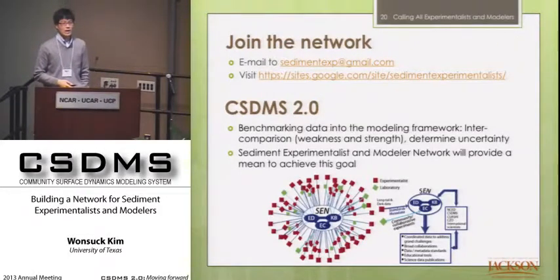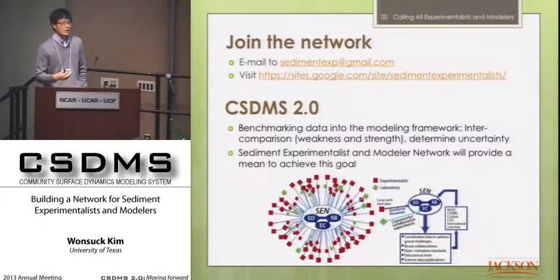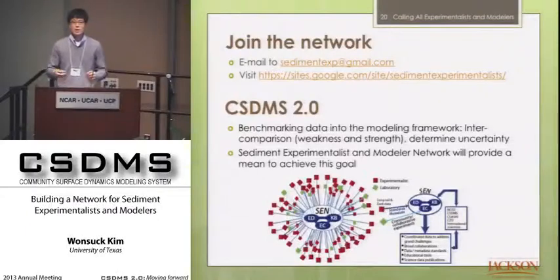CSDMS 2.0. I'm excited about it. I think we can advance our science together much, much further. In the CSDMS 2.0 plan, there's benchmarking data in the modeling framework. There are many similar models working in a similar way. How can we compare those?